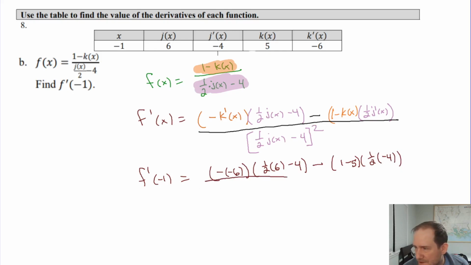Then I got a denominator where I've got 1/2. Well, isn't it just this guy again? Yeah, it's the guy from right above, right? So it'll be the 1/2 of the 6 minus the 4. But square the whole thing.